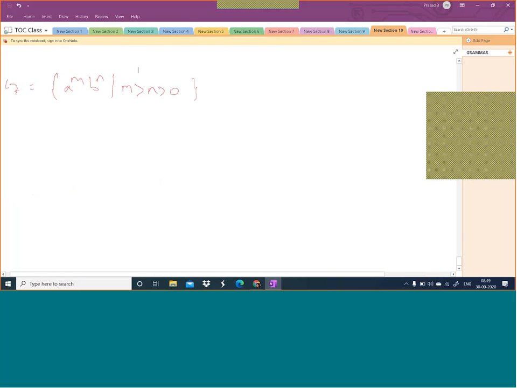Next, L7. However we do it, the number of A's must be more than the number of B's, and the order must be A's followed by B's only. The order should not be disturbed.